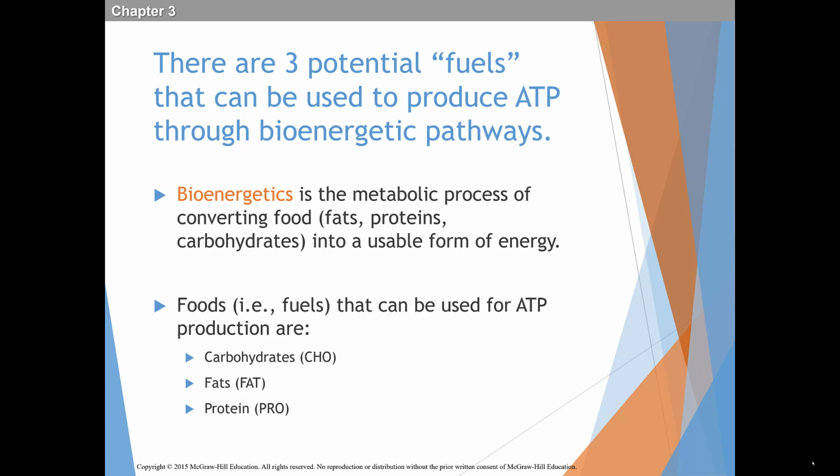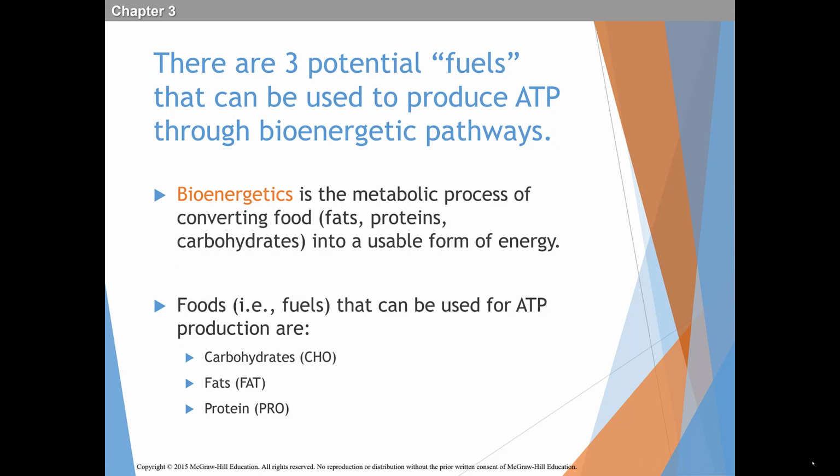So basically you eat food, that food contains energy, that energy is getting transferred to some other form that the body can use, which is called ATP for the most part. There are a couple of other energy carriers that we'll discuss later on, but the big one is ATP.